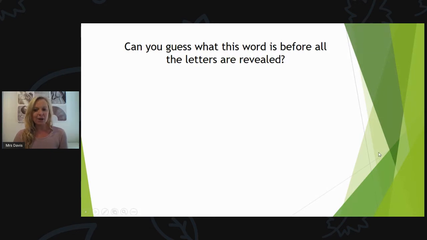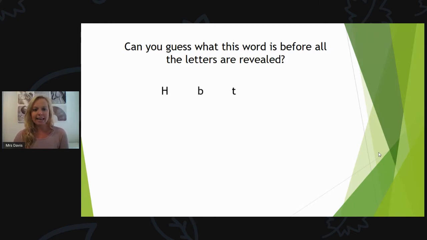So let's have a little go at this. Again, a little challenge to get our brain switched on and raring to go. Can you guess what the word is before all the letters are revealed? I want you to have a guess. So first letter is a T. Interesting. What's that? Should we look at the next one? A H. Oh, what might it be? A H and a T.